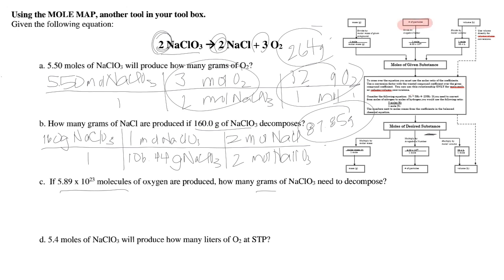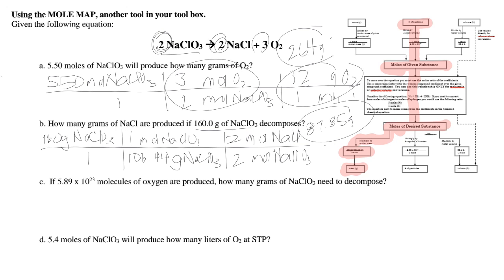So if we're given number of particles, I want to get to grams. So my first conversion is 1 over Avogadro's number, and that gets me to moles of what I want. Then I use my mole to mole fraction, my mole coefficients, to get me to moles of what I desire. And then I need to multiply by my molar mass, and it gives me the conversion right there. So I'm ready to set it up using my flow chart.